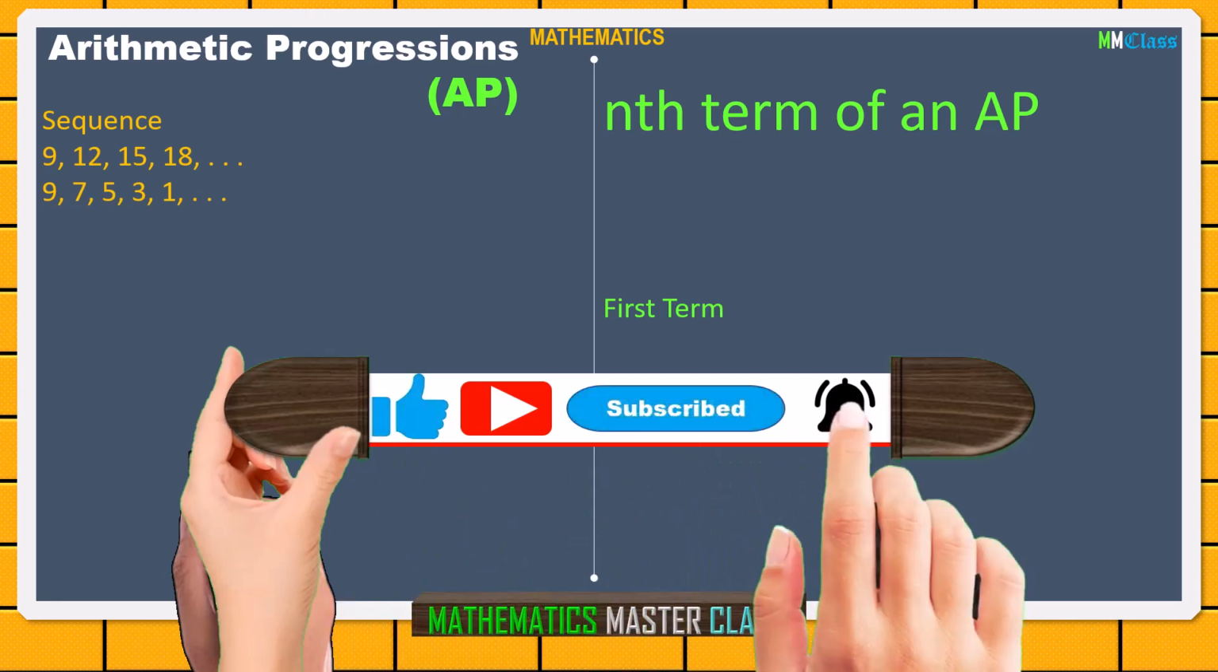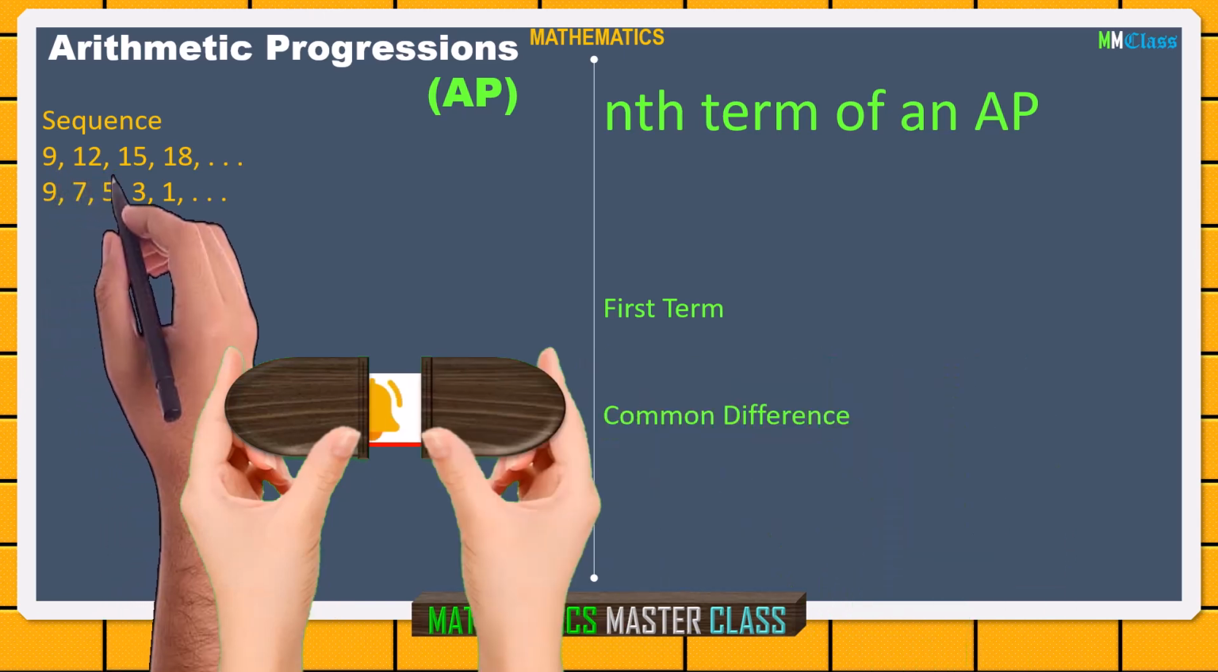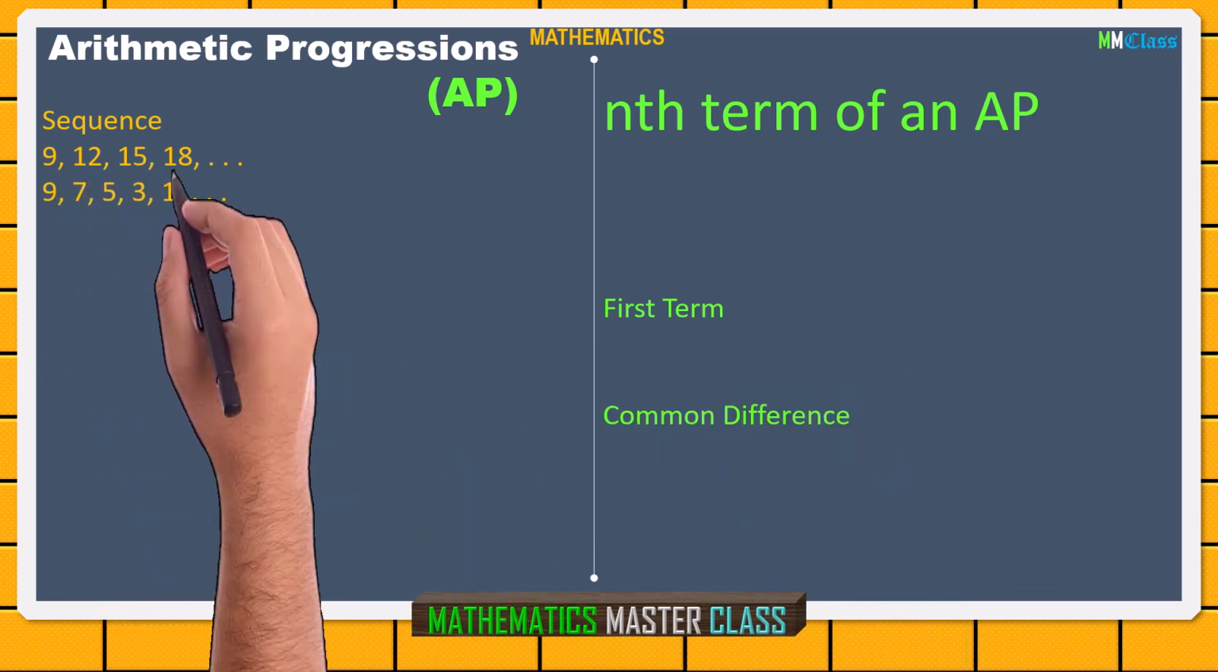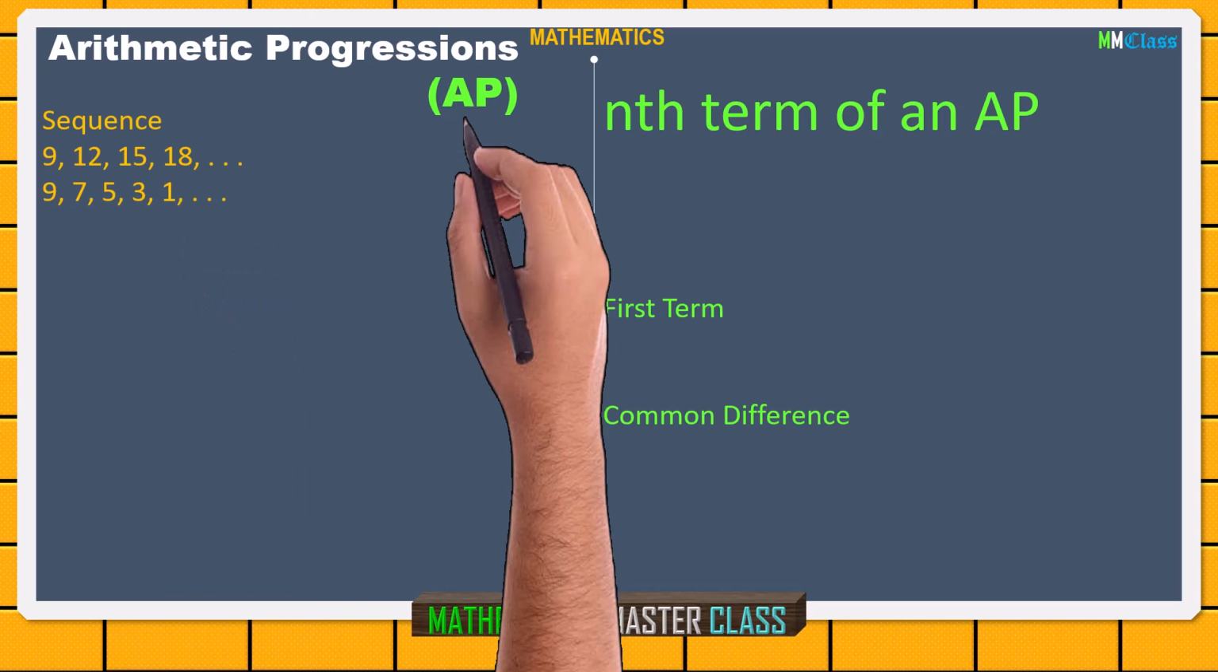What is an arithmetic progression? A sequence 9, 12, 15, 18 has a first term of 9 and a common difference of 3 between the terms. A sequence in which the terms either increase or decrease in equal steps is called an arithmetic progression, or AP for short.